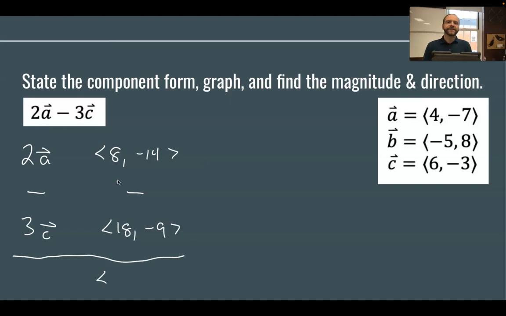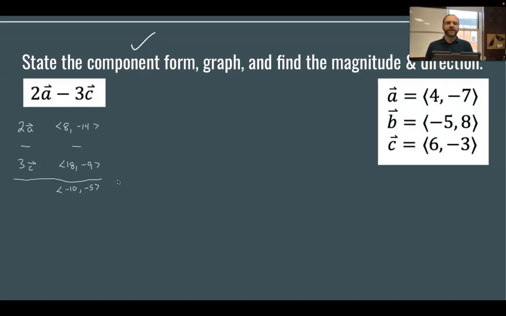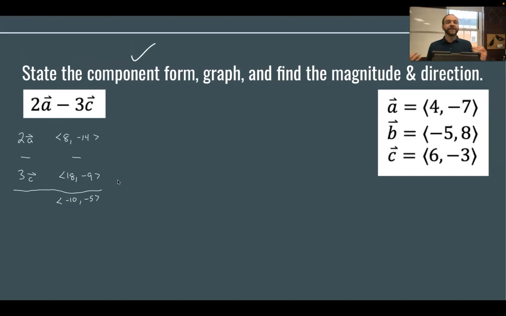So 8 minus 18 is negative 10. Negative 14 minus negative 9 is going to be negative 5. And so that takes care of the first thing, the component form. Now I did this vertically because it allowed me to see what was going on side by side. If I were to deal with this horizontally, there is a very good chance that I would think of it as a negative 3 being distributed.